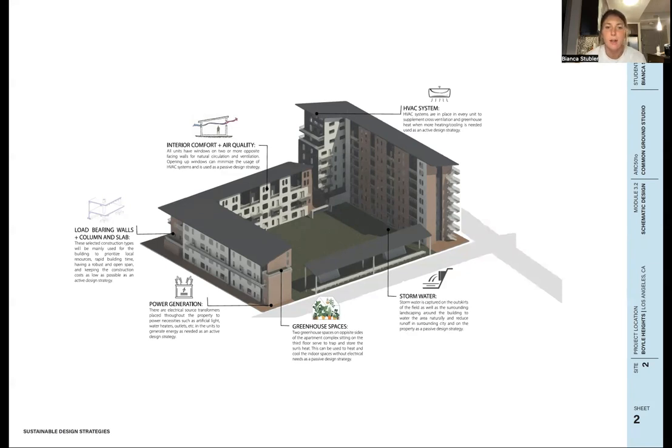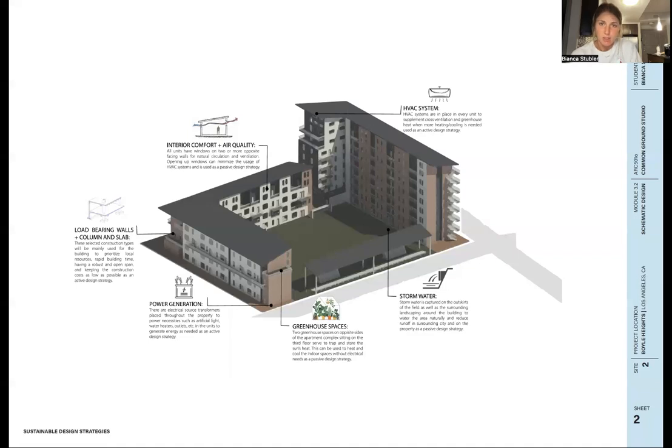So just to highlight a couple of them, the interior comfort and air quality, having windows on both sides, allowing that ventilation to just go straight through, to use less electrical needs to heat or cool the space. Greenhouse spaces, same thing, it's going to collect the rainwater and distribute it onto the field and also trap in that sunlight to use as a heat source inside of the building. And then stormwater, that water captured in the greenhouse spaces and even on the field will be collected on the outskirts of the field, and this will be used to water the field and the surrounding landscape.